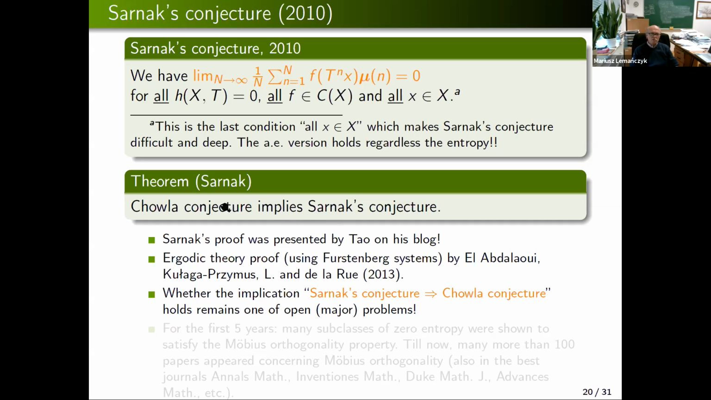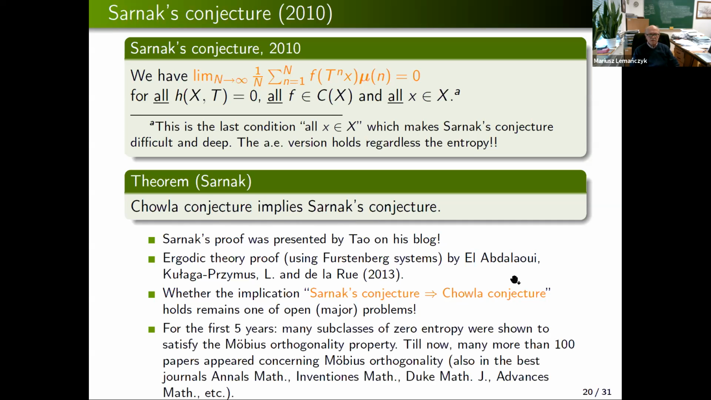And of course, it would be extremely wonderful to have that these two conjectures are equivalent. This is open till today, but I will show you some results in a while, which try to clarify what you can expect here. Well, anyway, it's one of the open major problems in this theory.